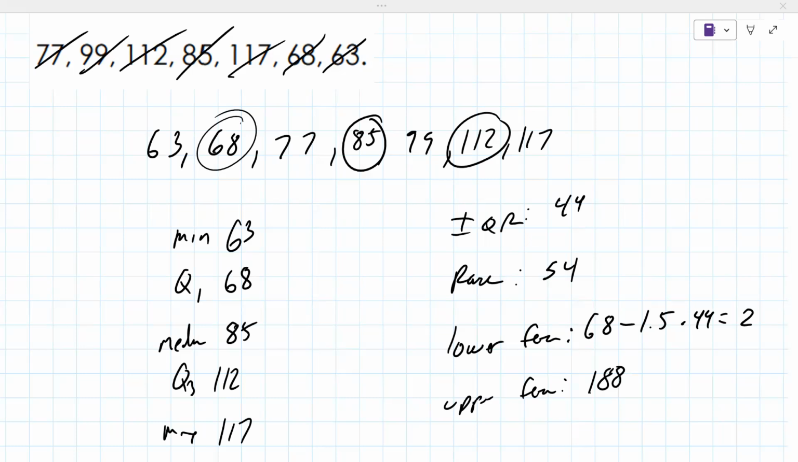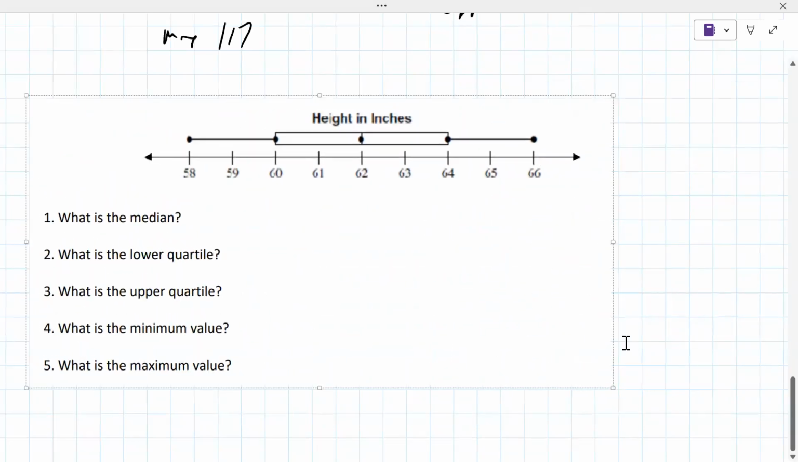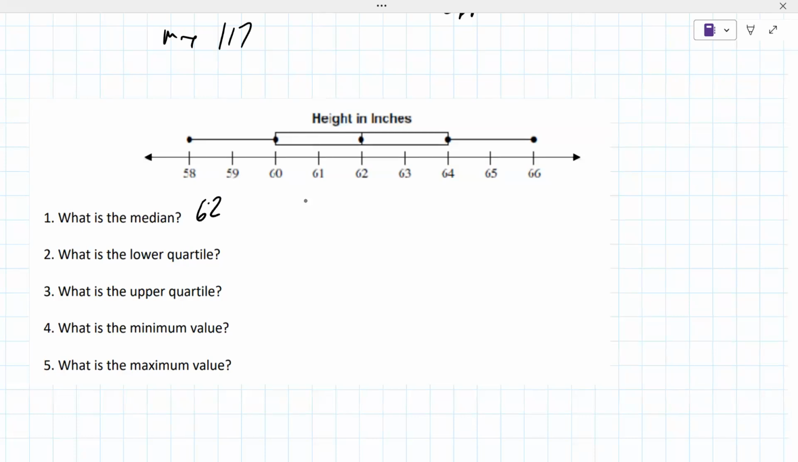So let me go ahead and put a problem in front of you, and we're going to answer some questions. Sometimes they'll give you a problem where they give you the box and whisker plot, and they ask you for the median, lower quartile, upper quartile, min, and max. Could you tell me those values? The median is 62. The lower quartile is 60. The upper quartile is 64. The minimum is 58. And the maximum is 66.